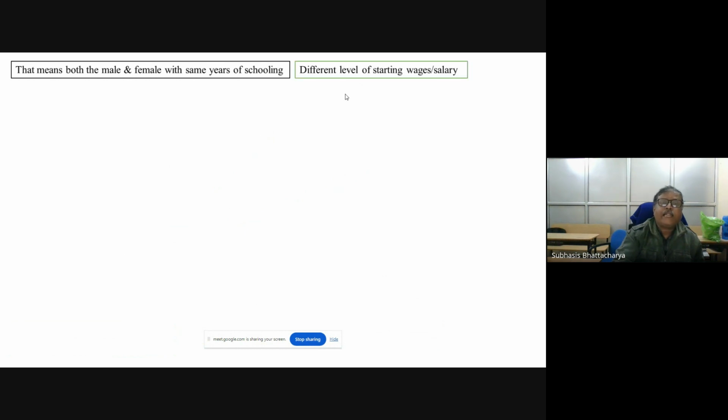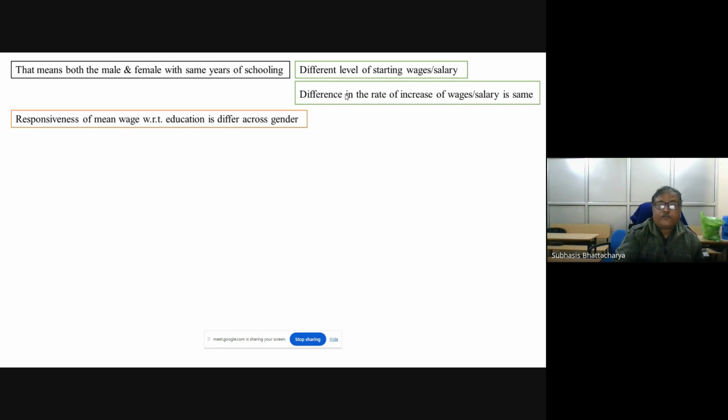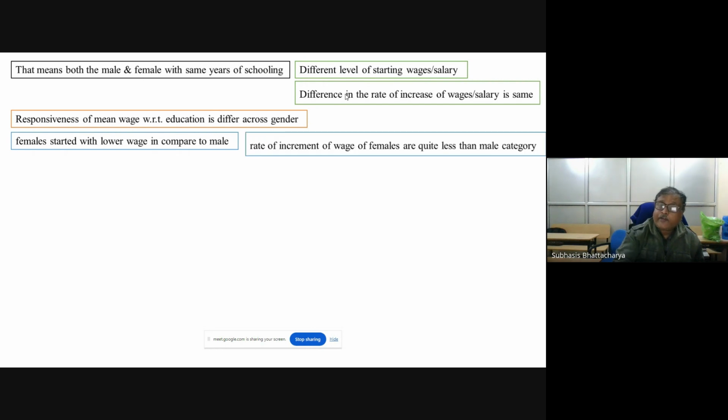That means both the male and female with the same years of schooling have a different level of starting salary because the intercepts are different, and a difference in the rate of increase in the wage or salary. So the responsiveness of mean wage with respect to education differs across gender, and females started with a lower wage rate compared to males, and the rate of increment of the wages of the females is quite less than the male category. So this is what we get.